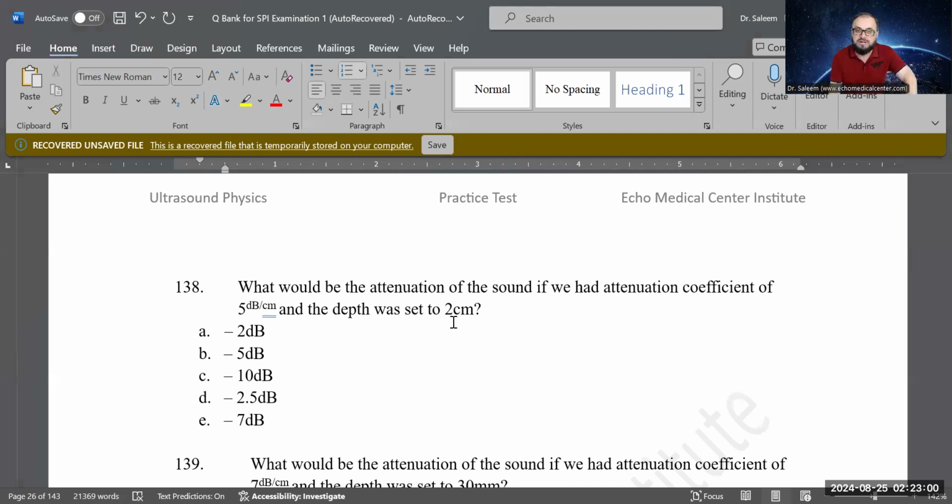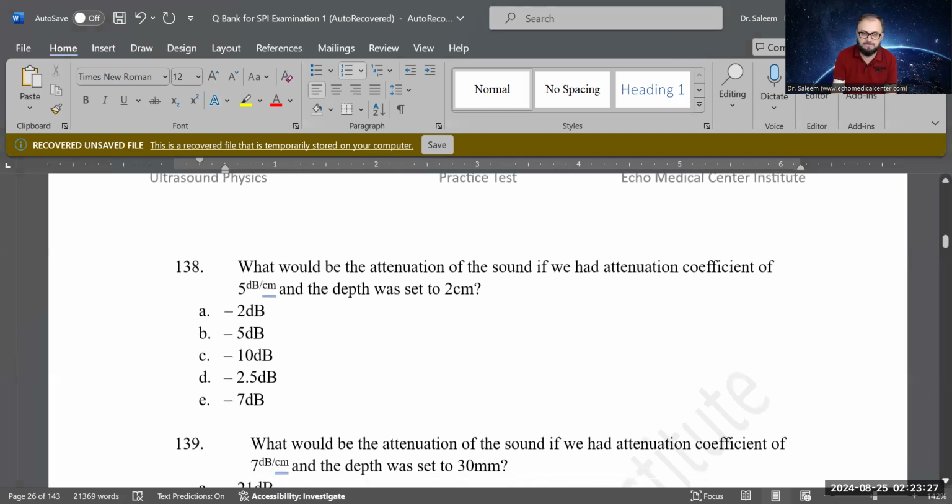Here, the attenuation coefficient is already given in the question, so that's a known number: 5 decibel per centimeter. And the path length or depth is also known. It says 2 centimeter depth. So attenuation coefficient multiplied by the depth or path length is 2 times 5, and that will be 10. Why minus? Because it's attenuation. Correct? Okay, good job. Let's do the next question.